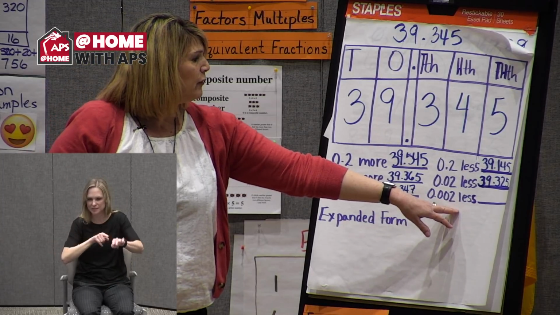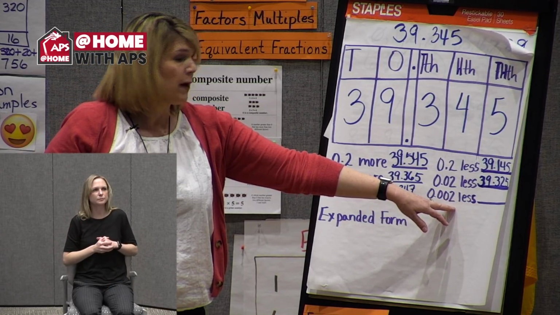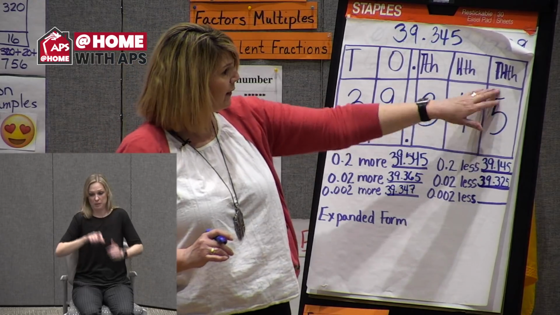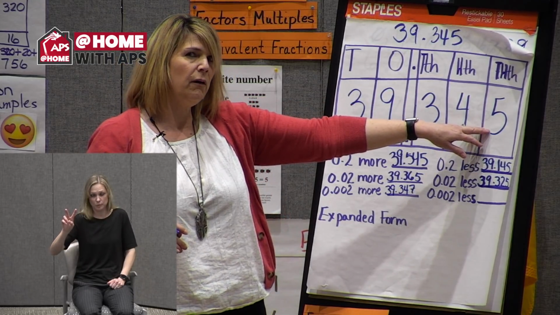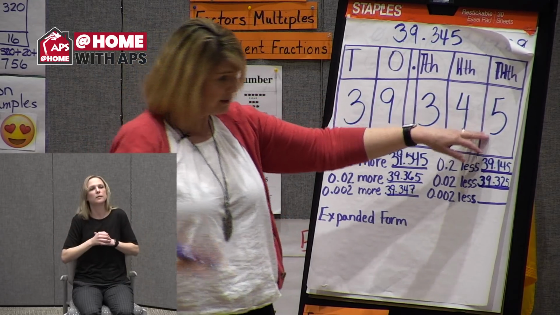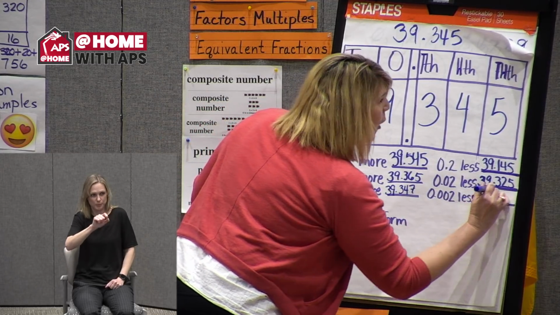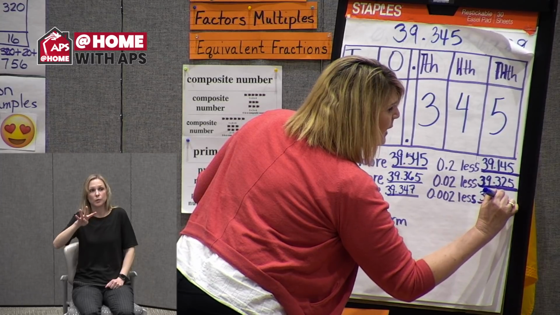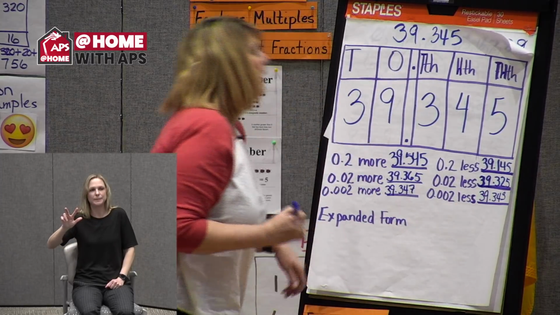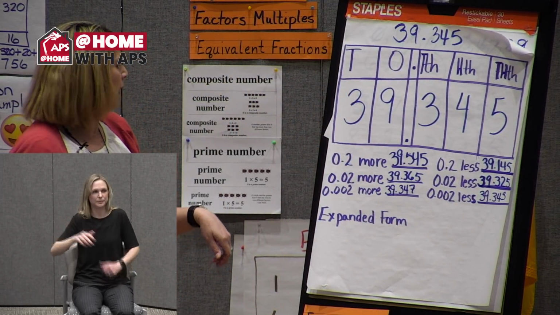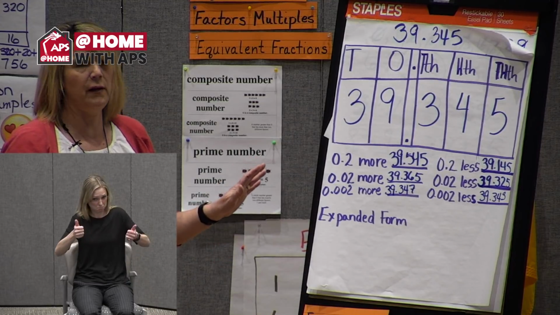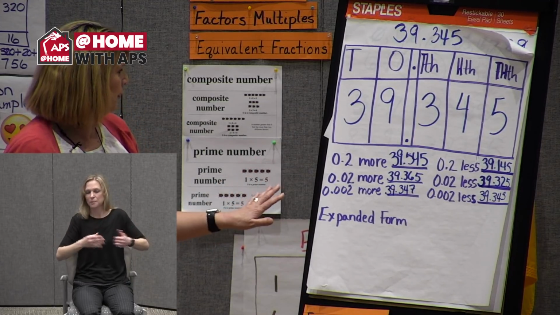And we have 2 thousandths less. So we're going to look at that 5 again. What would that be? 5, 4, 3, 2 less, right? 39 and 343 thousandths. All right. Did you get all that? Wow, that's pretty good. Definitely really good.